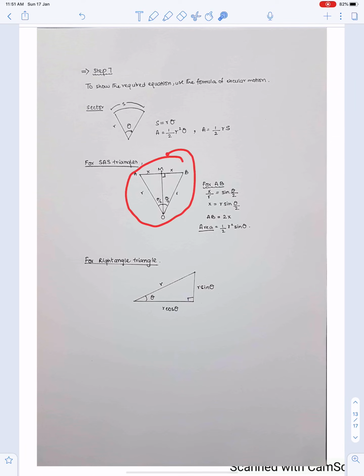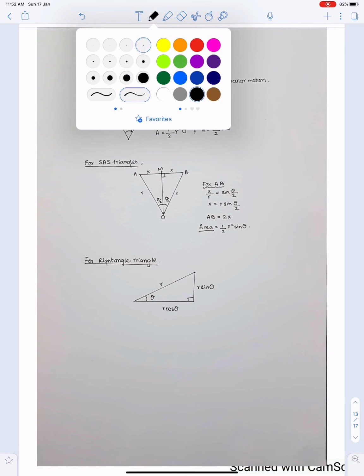So this is the side angle, side triangle. What if we need this length? We can use sine theta in this triangle. If we use sine theta, we'll get x upon r equals sine theta upon 2. This entire angle is theta, so half will be theta upon 2. So AB is 2x. Therefore we can get the area, it will be half r square sine theta. This is the way to get the length of AB.